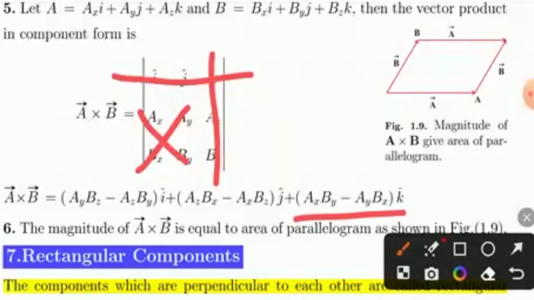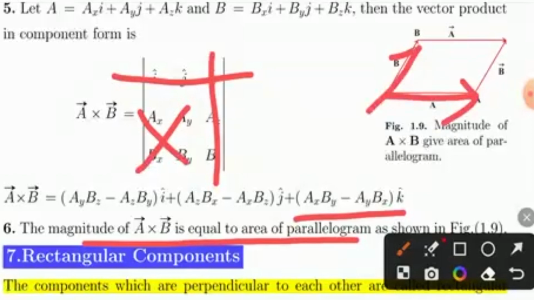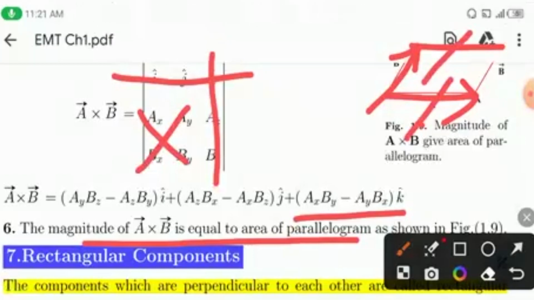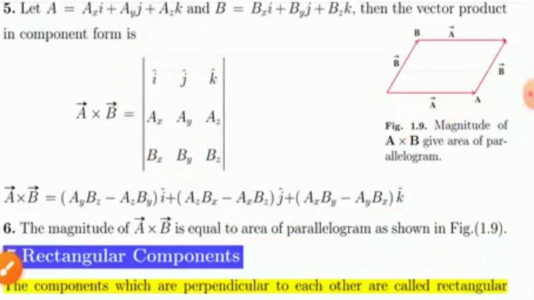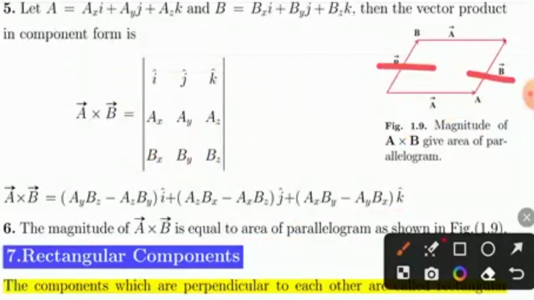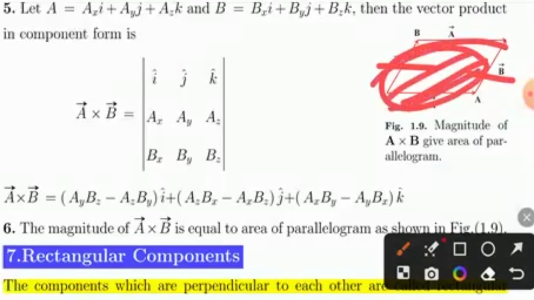And you will see that the magnitude of A cross B is equal to the area of the parallelogram as shown over here. If you multiply this vector A with this vector B, you will see that in a parallelogram the opposite sides are of the same length. So this is vector A, and this is also vector A. And if this side is vector B, then this side is also equal to vector B. And if we multiply A with B, we will get the complete area of that parallelogram.